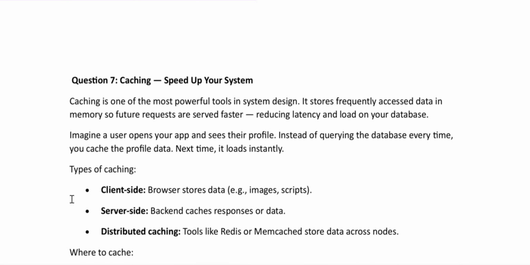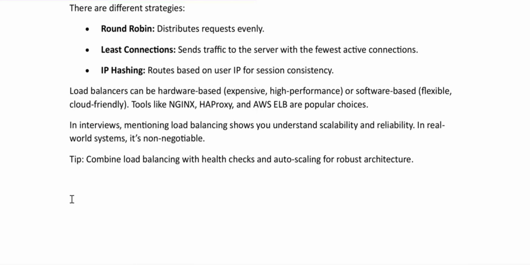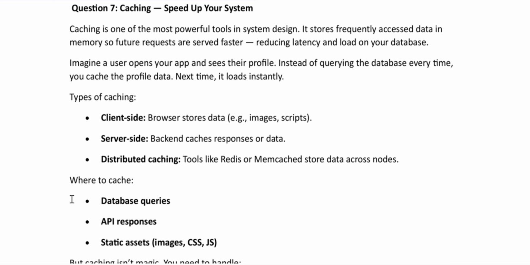Moving to the next question, caching. What is caching? Caching is one of the most powerful tools in system design. It stores frequently accessed data in memory, so future requests are served faster. It reduces latency and load on your database. Imagine a user opens your app and sees their profile. Instead of querying the database every time, you cache the profile data. Next time it loads instantly.